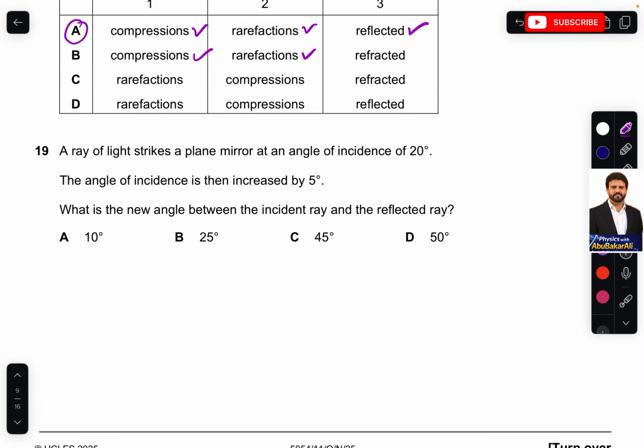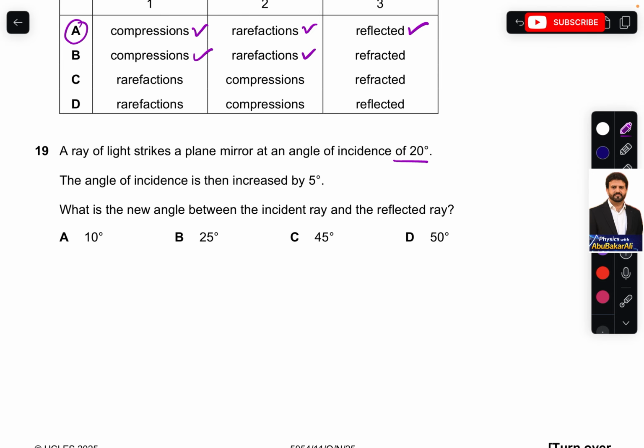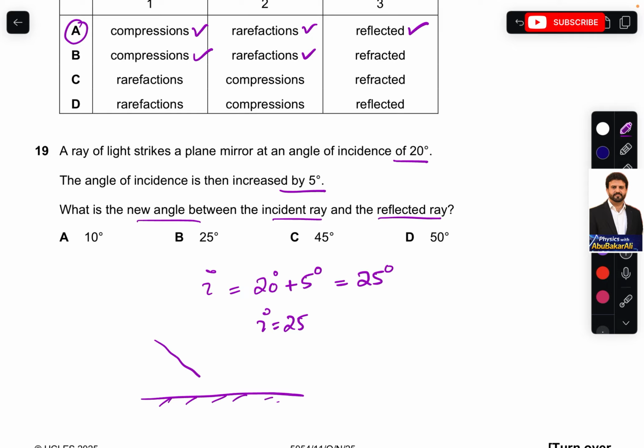A ray of light strikes a plane mirror at an angle of this. The angle of incidence is then increased by 5. So I was 20 and it is increased by 5 degrees. Now it is 25. Now I is 25. What is the new angle between the incident ray and the reflected ray? Let's suppose this is a plane mirror. This light is coming like this. You have to draw the normal. This is 25 degrees. This is going that way. This should also be 25 degrees by the law of reflection. They're asking you this angle. So this will be 50. 25 plus 25. It's option D.